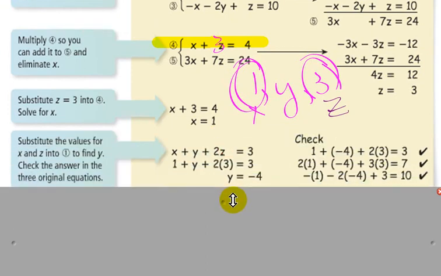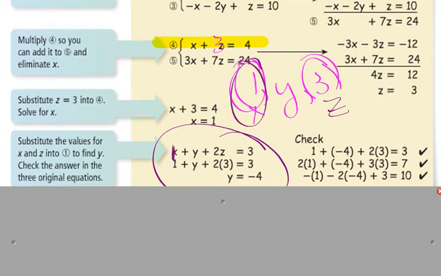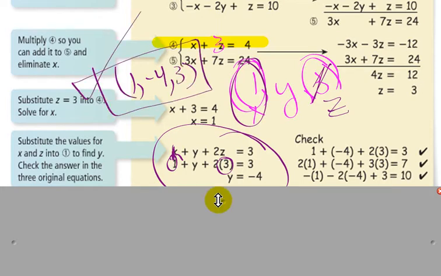So let's see what the book chose to do. They chose to use the first equation. So it is x plus y plus 2z equals 3. So now we're going to plug in a 1 for x, right there, and a 3 for z, right there, and solve. And we get y equals negative 4. So now we have all 3 variables. We have 1, negative 4, and 3. And that is your answer.